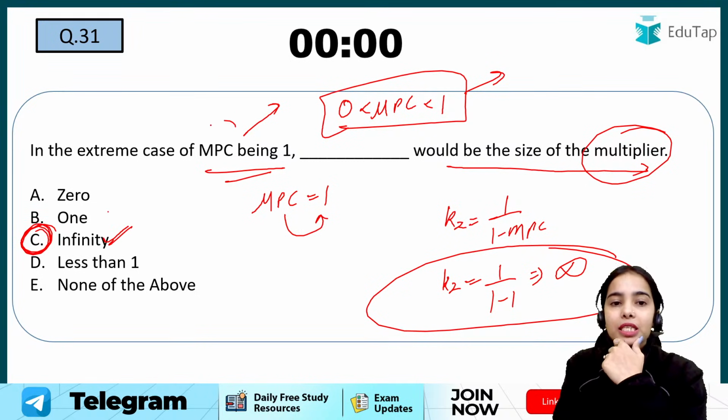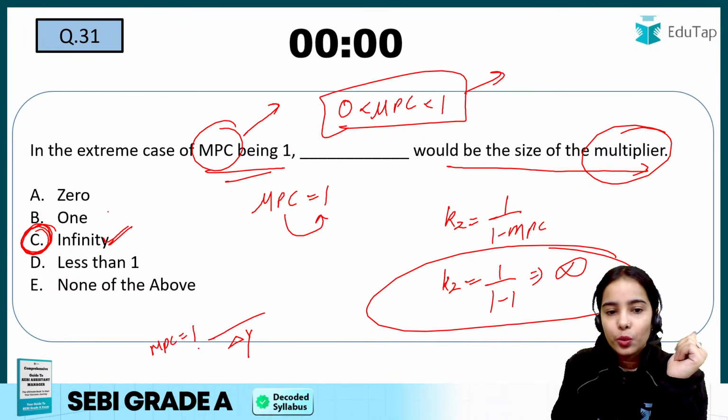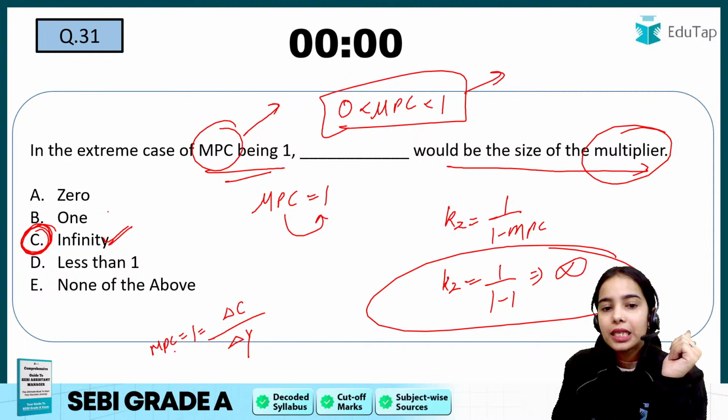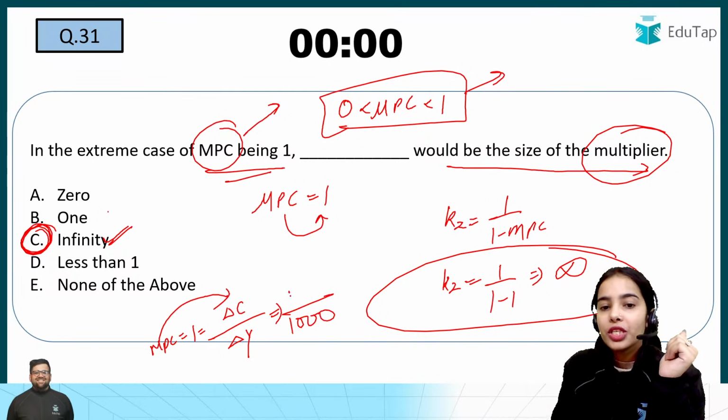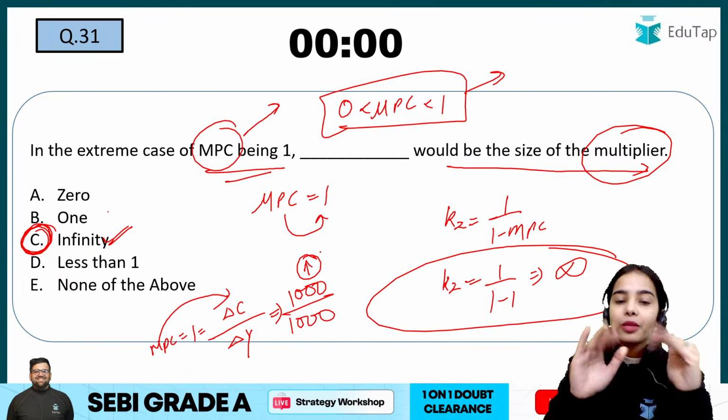Because there is complete consumption. With the increase in income, MPC is equal to 1, that means with the increase in income, there is an equal increase in consumption. This is what the MPC shows. So with an increase in income of 1000, consumption increases by 1000. So with the increase in consumption demand, the production will increase.